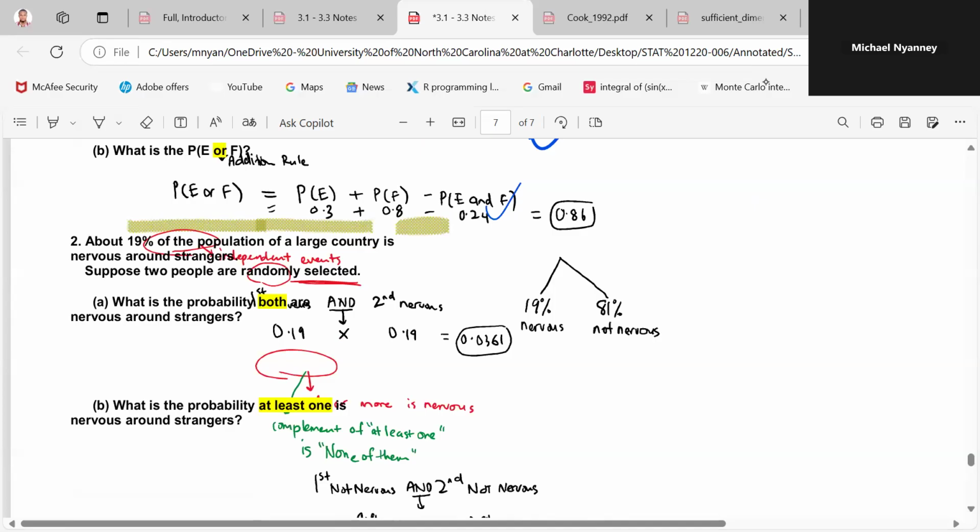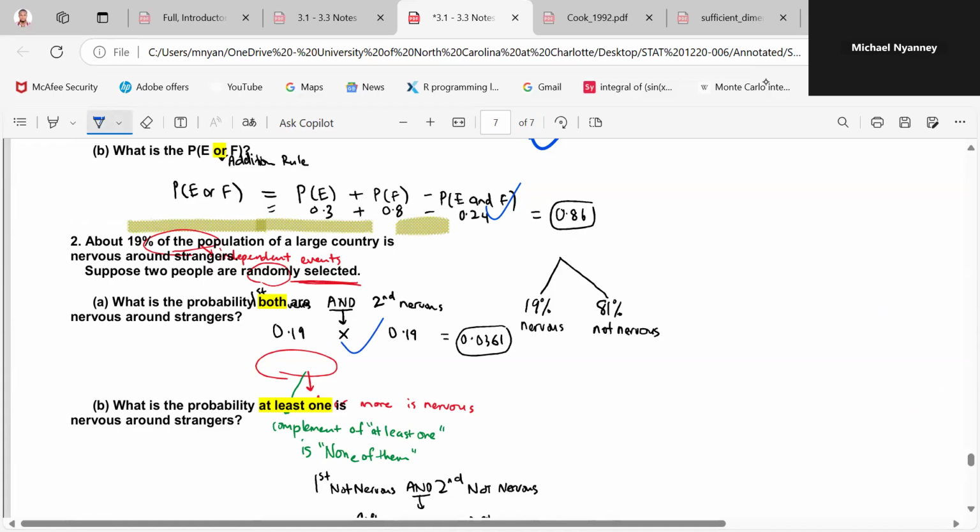So the probability that both are nervous of a stranger will be the product of their individual probabilities. We are being asked, what is the probability that both are nervous? So we pick two and want the probability that both are nervous. That is the intersection, so 0.19 times 0.19 gives us this answer. If a person is not nervous, the probability is 0.81.